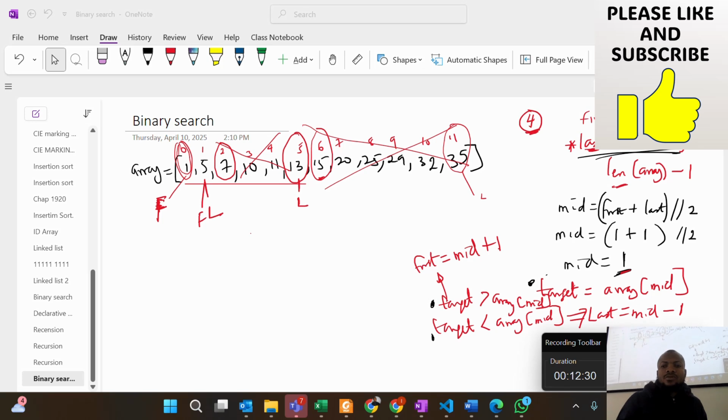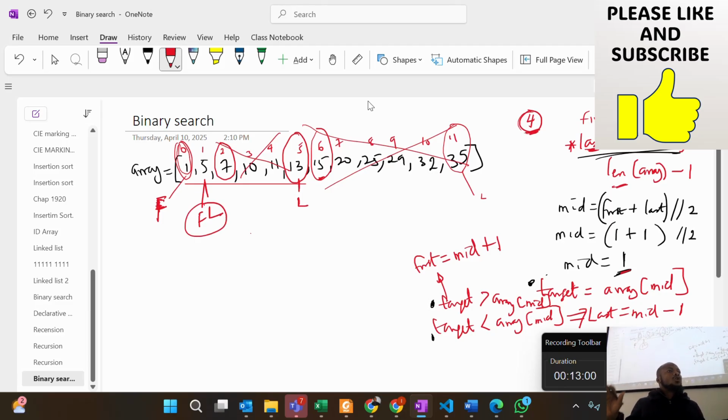Good. Now that mid value is now 1, then we'll compare the target value with the mid value. Is it the same? No. But we need to check to the right or left again. So at this point, we don't check to the left or right because the first is now equal to the last. Is that understood? So once the first is equal to last, that means the array has been completely searched. So we don't have to continue the search function. Is that understood? Good.